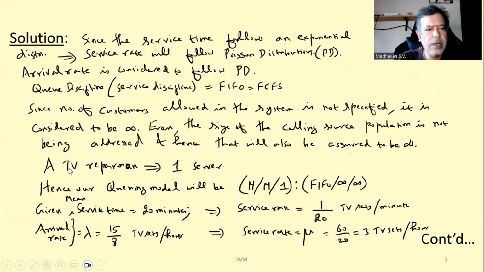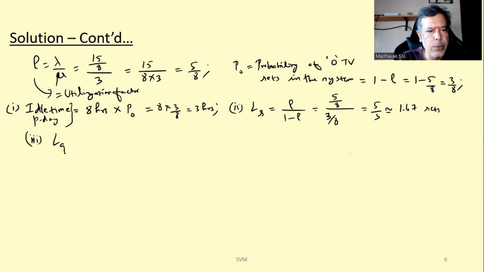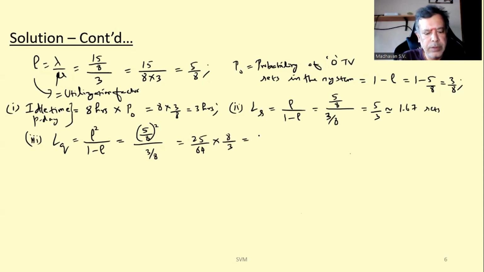Then let us move on. We need to find out next, obtain the number of TV sets in the queue. So that will be L suffix Q, queue length basically, which is rho square divided by 1 minus rho. Rho square means 5 by 8 the whole square. 1 minus rho we already calculated, it is 3 by 8. So we get 25 by 64 multiplied by 8 by 3. This goes with this 8 times, we get 25 by 24 and approximately it will be 1 TV set.